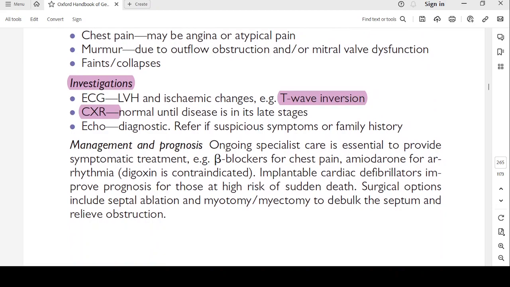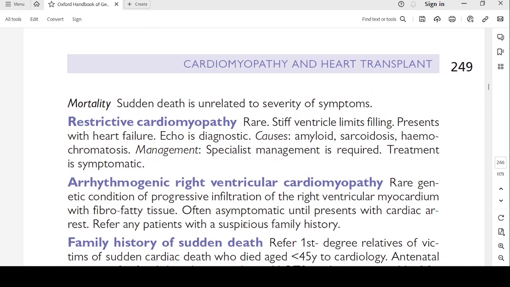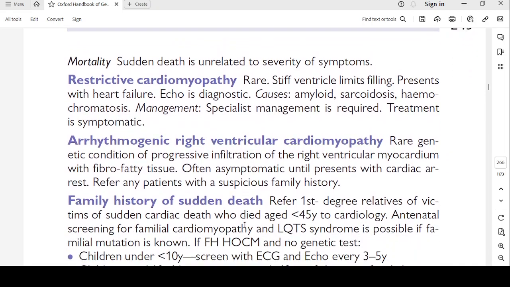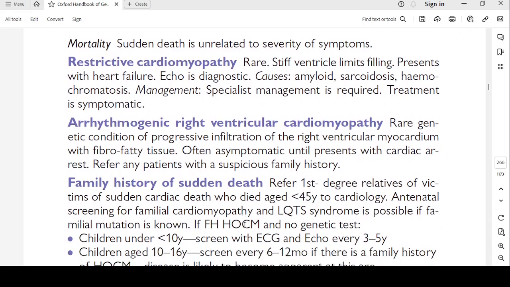Management and prognosis. Ongoing specialist care is essential to provide symptomatic treatment. Example, beta blockers for chest pain, amiodarone for arrhythmias, digoxin is contraindicated in HOCM. Implantable cardiac defibrillators improve prognosis for those at high risk of sudden death. Surgical options include septal ablation and myotomy or myectomy to debulk the septum and relieve the obstruction. Mortality, sudden death is unrelated to severity of symptoms.